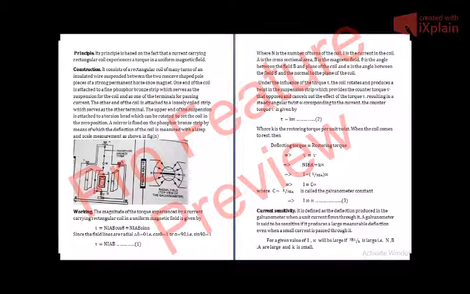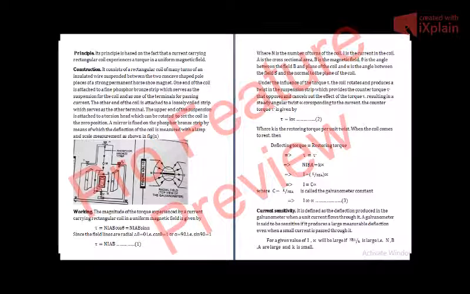So here we have to use the semicircular magnet, and we have to take the rectangular coil. It must be well insulated. Insulated means if the two wires touch each other, because it is of many turns, there will be no short circuit. They are well insulated from each other. So it consists of a rectangular coil of many turns, say n turns, of an insulated wire, suspended freely between the two concave-shaped pole pieces of a strong permanent horseshoe magnet.